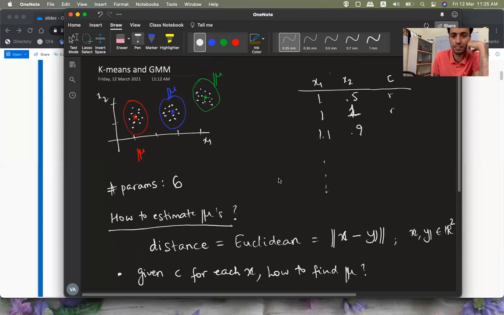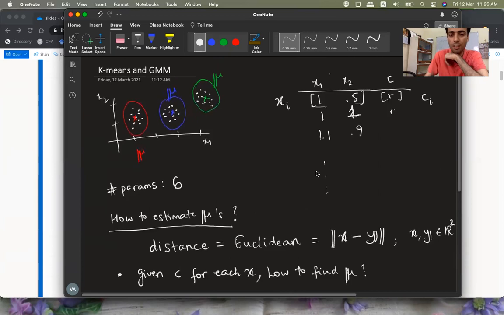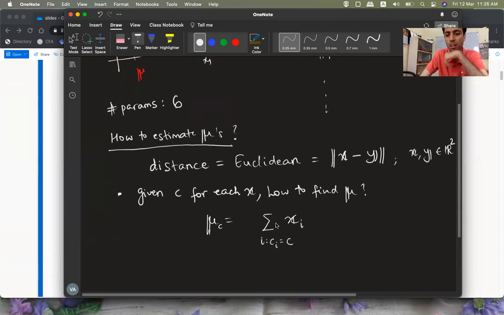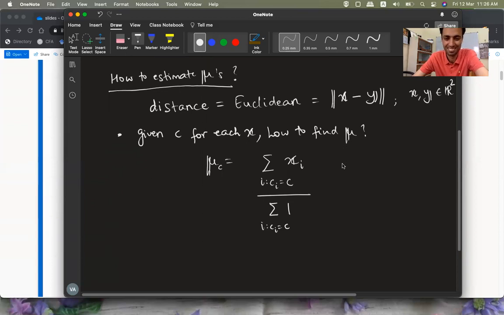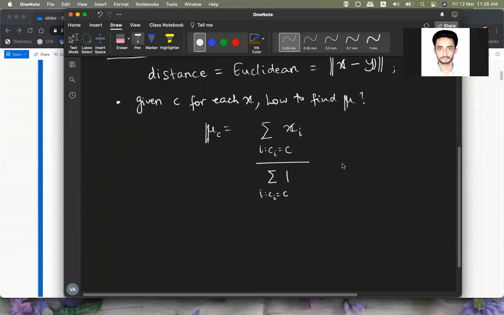So basically what I'm saying is, xi is this vector, and ci is this color. So when you say all the xi, take all those xi such that the color is equal to this particular c, and then divide by the total number of points. Is this mathematical notation clear? Yes. Okay, given the clusters, we can find mu.